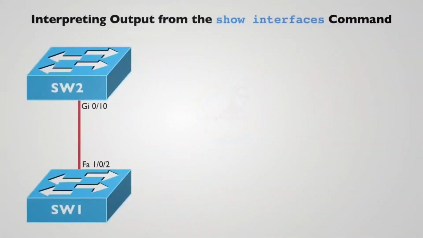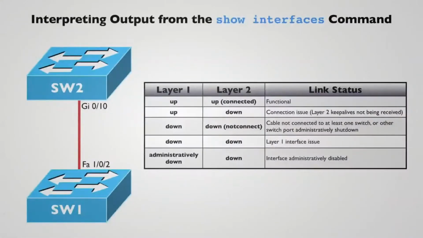When we're interpreting output from the show interfaces command, remember we're looking at layer 1 and layer 2 status, and that's going to give us information about the link status. In the example we just saw, we were up at layer 1, we were up at layer 2. That indicated to us that our link status was functional. What if we were up, down though? Up, down means that we're up and happy at layer 1, but we're not at layer 2. In other words, layer 2 keep-alives are not being received. We've got some sort of a connection issue.